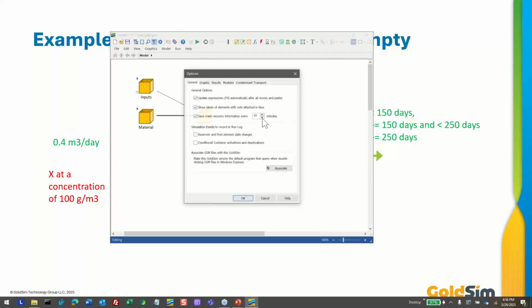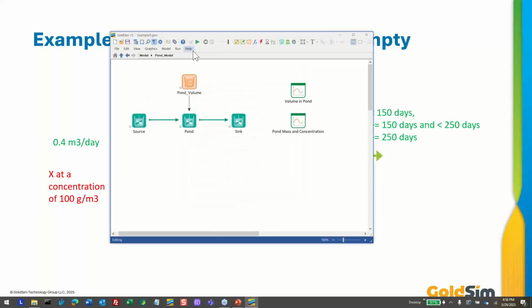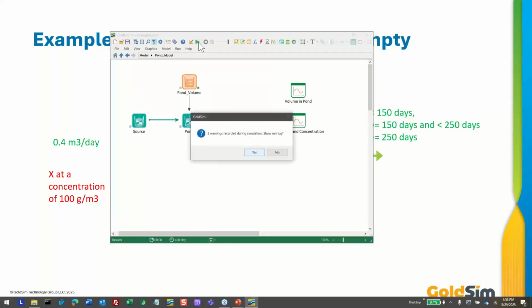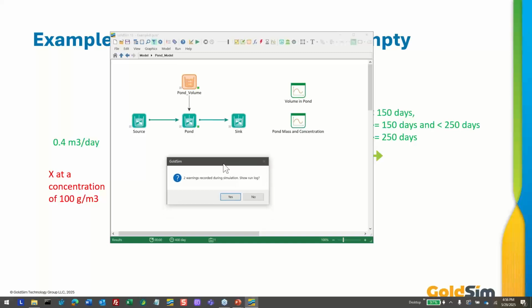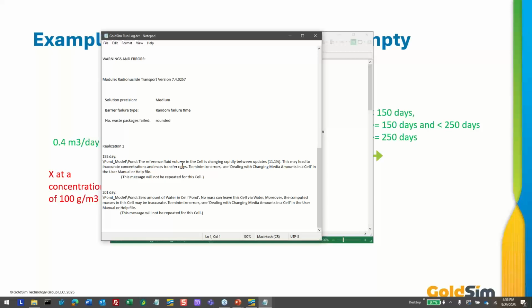Let me just check something to make sure I've got this properly set. Okay, good. So if we go ahead and run this model, we're going to get 2 warning messages. And here's something I want to tell everybody who uses GoldSim. When GoldSim gives you a warning message, don't press no here, okay? Go read the message, because there's going to be important things going on here. In fact, if we go and read this message, GoldSim is very unhappy right now. It says, hey, your fluid volume is changing very, very rapidly. This may lead to inaccurate concentrations.